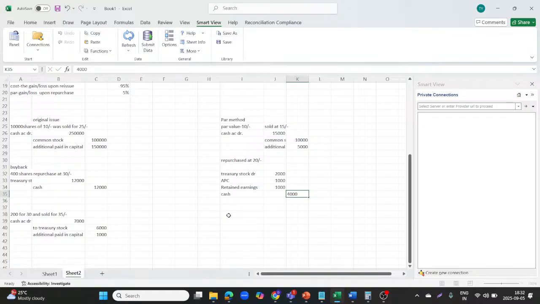Now if you are buying back below the issue price, that was above the issue price, now if you are buying back below the issue price, these 200 shares are purchased at 10 per share. So treasury stock will be debited with 2000, 1000 will be additional paid in capital, and the cash will be credited with 2000. The same entry will be passed in that case. This is how you record according to both methods.